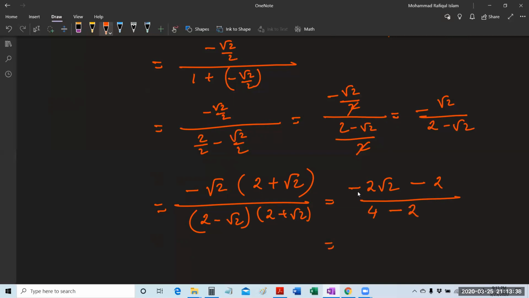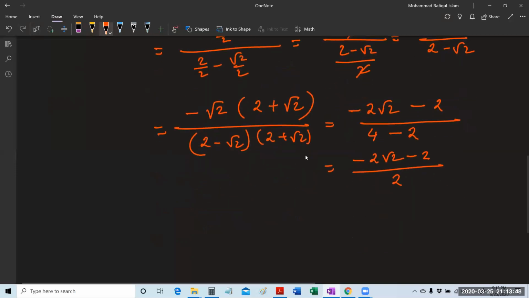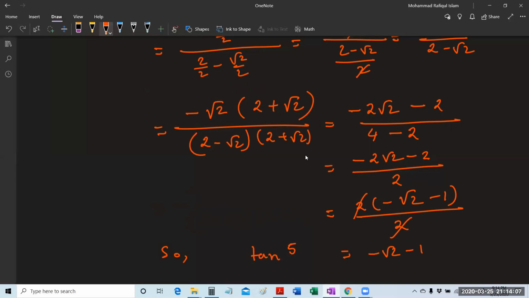So then we are left with negative 2 root 2 minus 2 all over 2. We can do further simplification. If we factor out 2, then we have negative root 2 minus 1 over 2, and then we can cancel this 2. Then we are left with negative root 2 minus 1, and that's the final answer. So tan 5 pi over 8 equals negative root 2 minus 1.